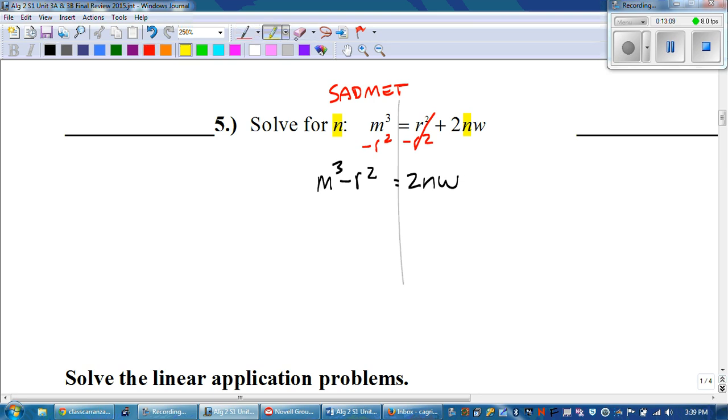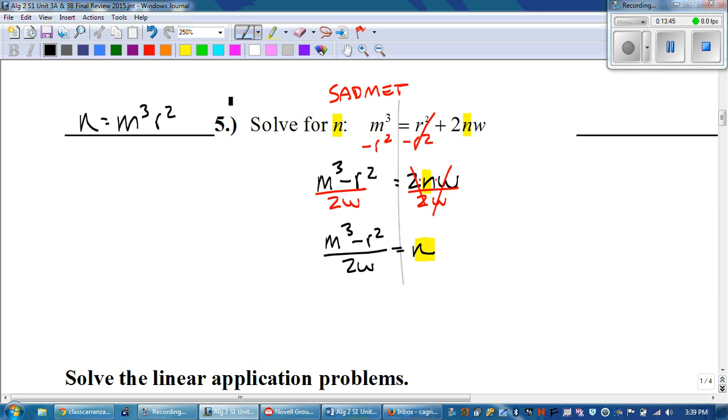Now, the n is not by itself yet. So to cancel multiplication, I need to divide by 2w. And I'm going to divide both sides. Everything on the right cancels. I can't reduce anything, so I'm left with m cubed minus r squared, all divided by 2w. And just like we wanted, the n is all by itself. So n equals m cubed minus r squared, all divided by 2w.